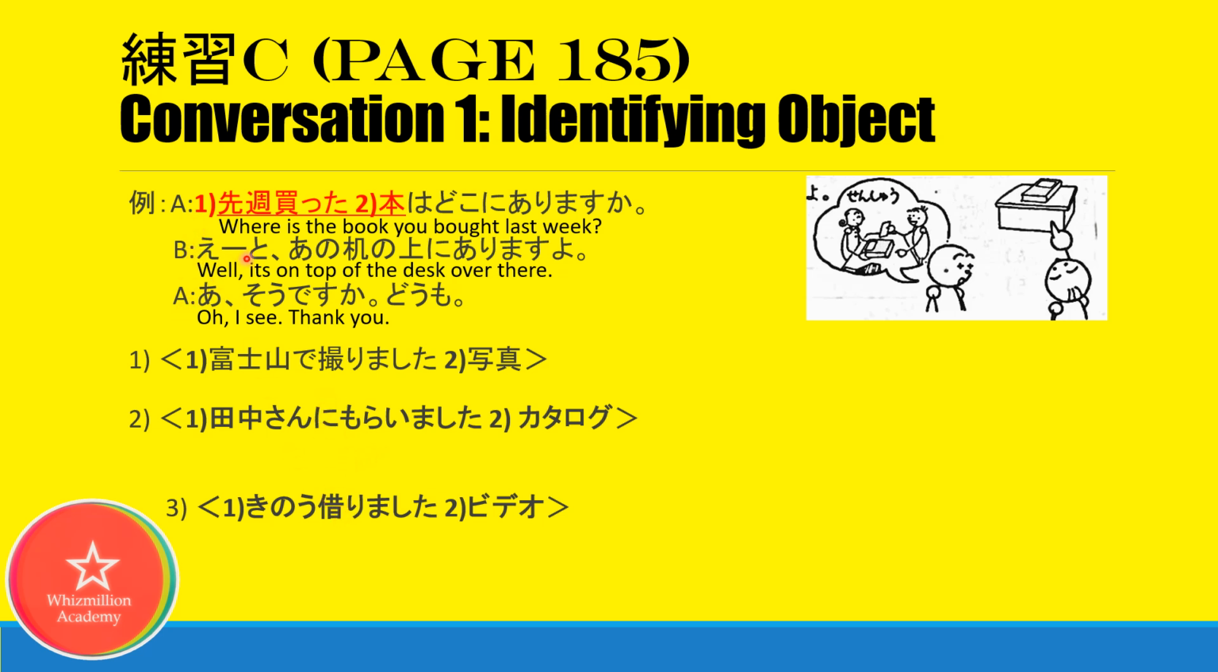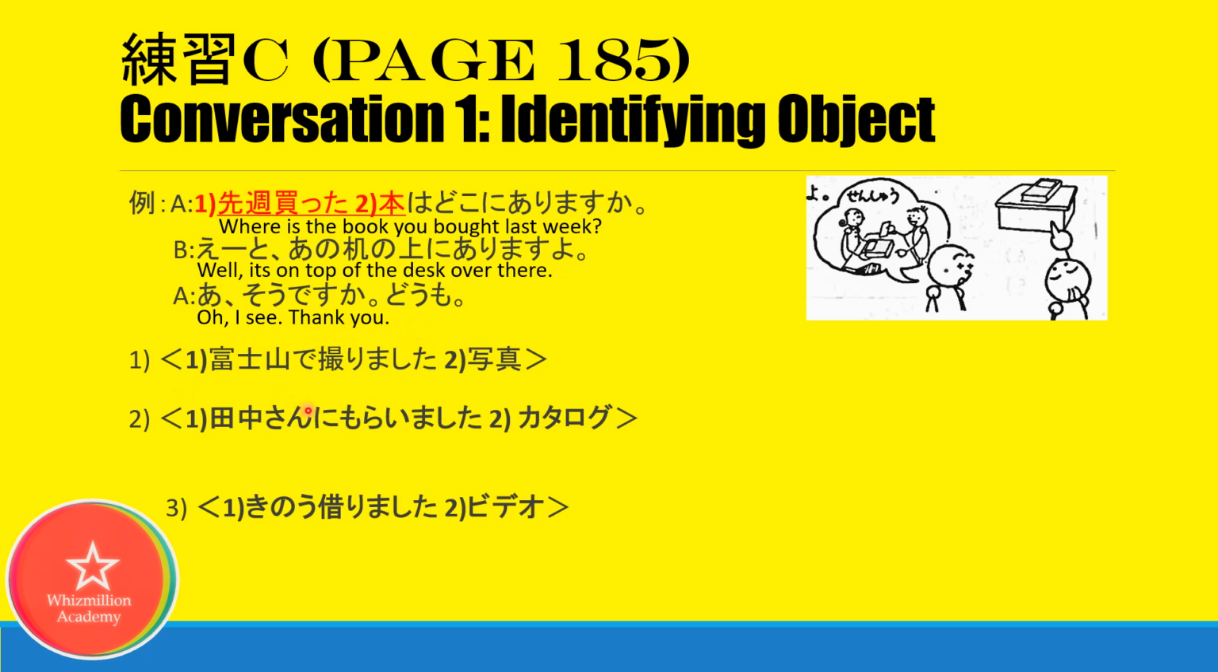There are two people having a conversation here between A and B. A: 先週買った本はどこにありますか? Where is the book you bought last week? B: あそこの机の上にありますよ。Well, it's on top of the desk over there. A: あ、そうですか。どうも。Oh, I see. Thank you.